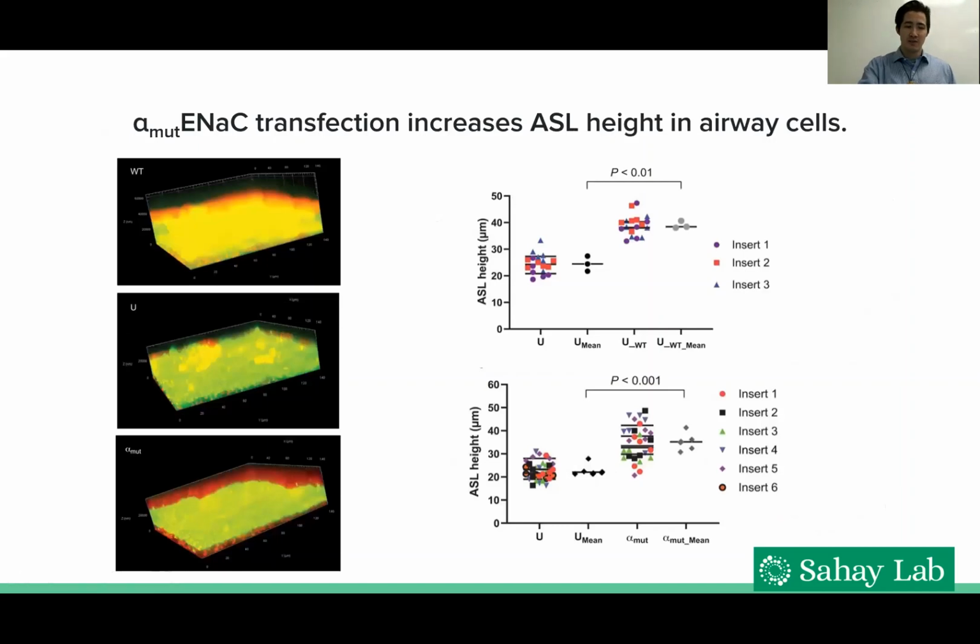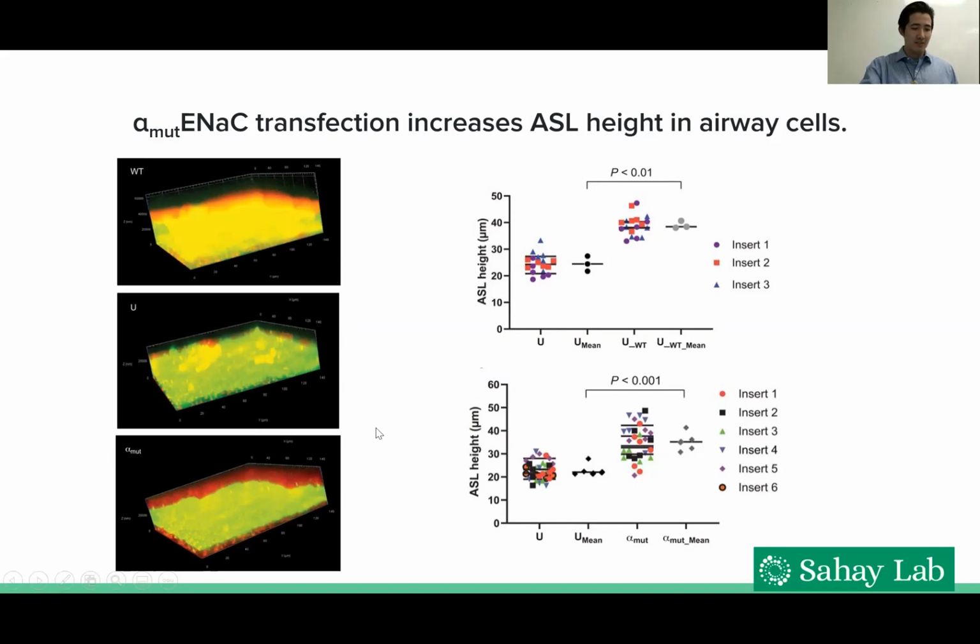To further confirm our hypothesis, measurements of ASL height, airway surface liquid height, was necessary. To do this, we used transwell inserts this time that aren't removable as the snap wells are, on which the CFBE cells were polarized with ENaC. And with this sheet of epithelia, a semi-permeable membrane was formed across the insert of the chamber. This was done for wild type, untransfected, and alpha mutated here.